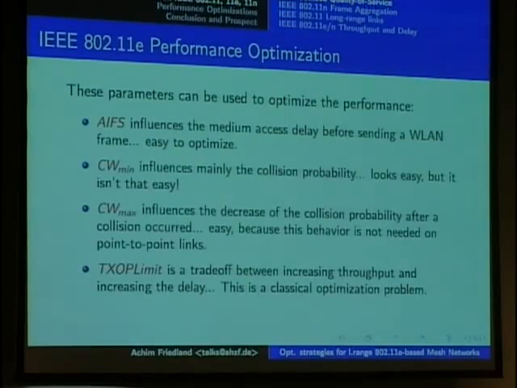And the TXOP limit is also a candidate for optimization. When you are able to send more packets back to back, you will probably increase the throughput, but also increase the delay. And so there is probably some good value between the min and the max value, so that you can live with the delay and also live with the throughput.